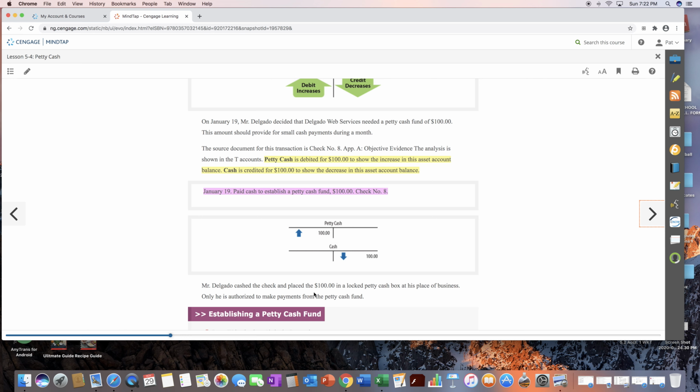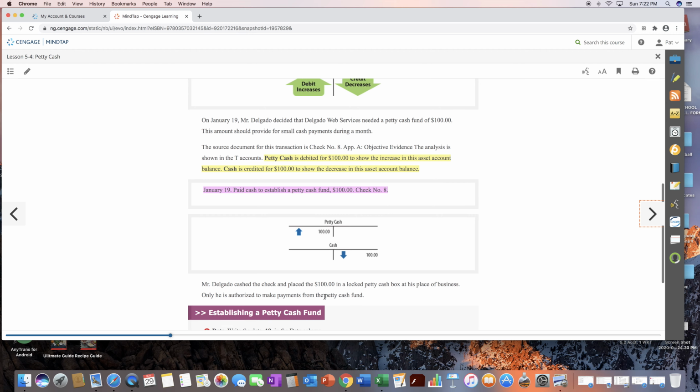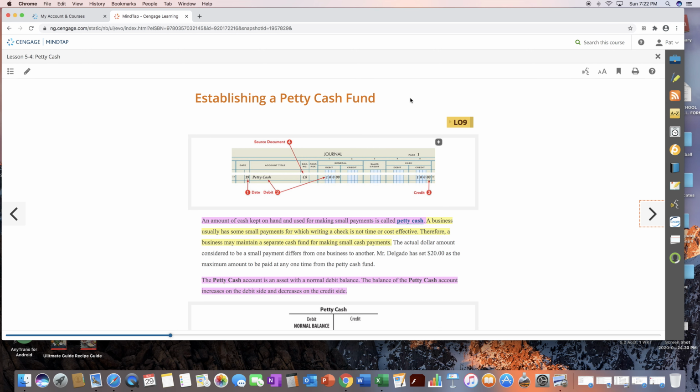They usually put it in a lockbox, and the accounting manager, business manager, or one of the head secretary bookkeepers would keep track of it, pay it out, and keep track of the slips. So this is the entry to establish petty cash. Pretty straightforward. We're debiting the new asset petty cash and crediting cash.